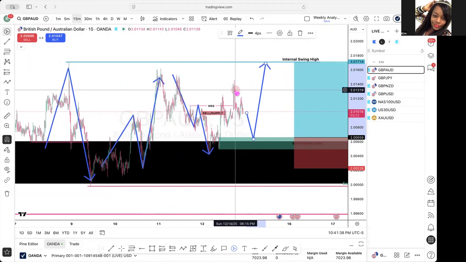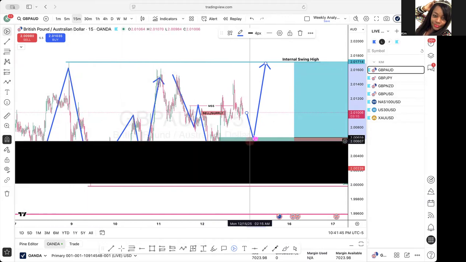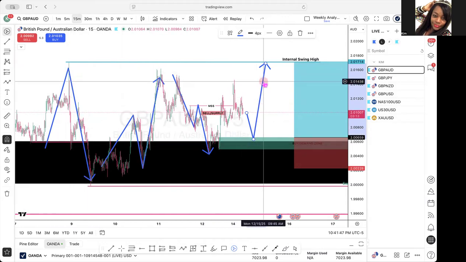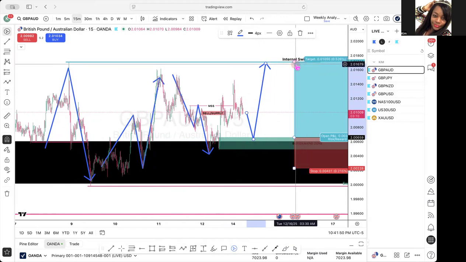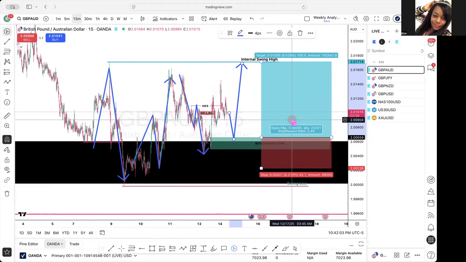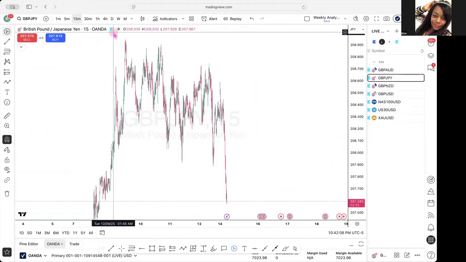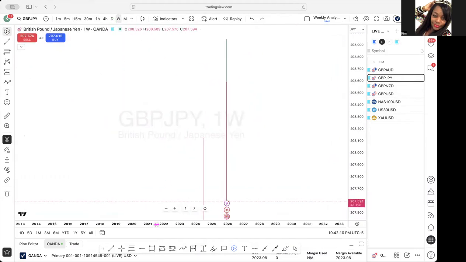Price is still within this swing and this swing, so within this range. That's why I say take it up to this high and see what the market gives you after that. So that's currently what I see for GBP AUD. All right. Let's look at GJ.